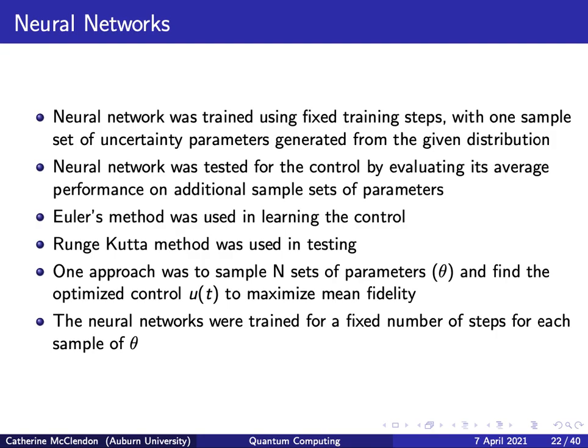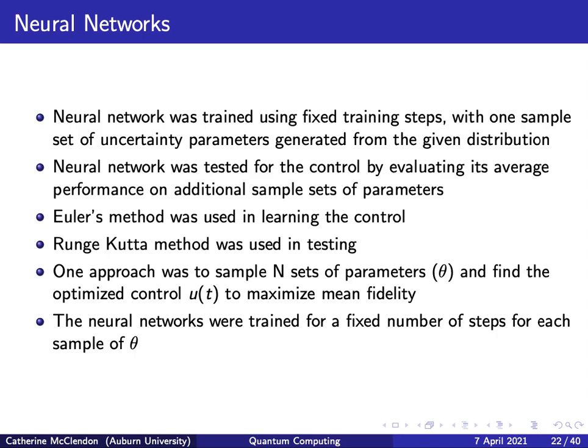In the training phase, the neural network was trained using fixed training steps with one sample set of uncertainty parameters generated from the given distribution. Then the neural network was tested for the control by evaluating its average performance on additional sample sets of parameters.